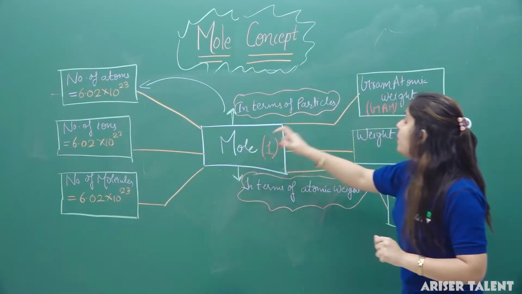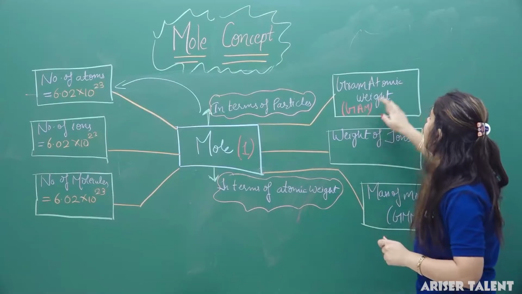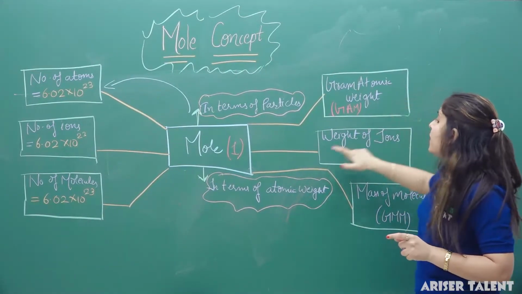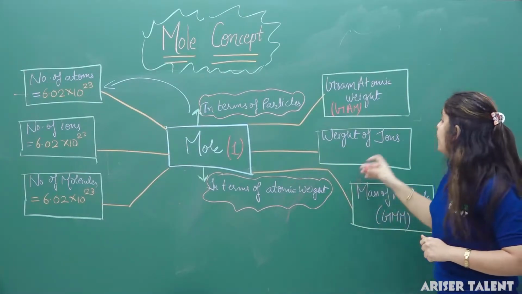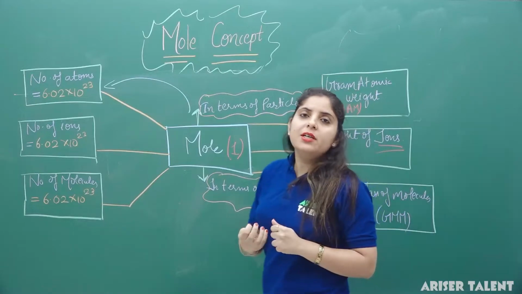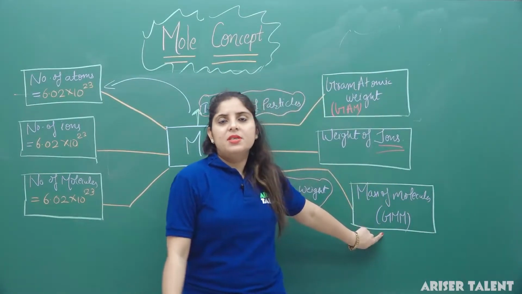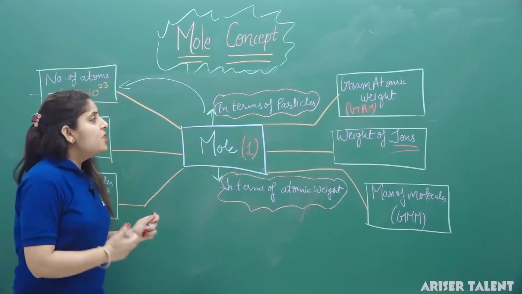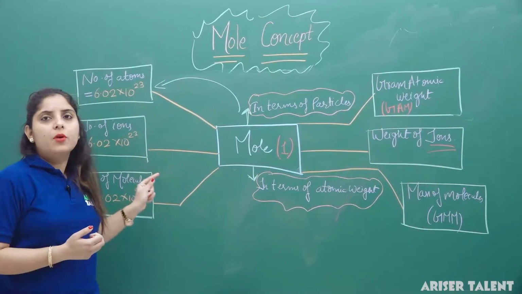Now, mole will be defined in terms of weight. If we are considering atoms, it will be equal to GAM. If we are considering ions, it will be equal to the weight of the ions, and if we talk about molecules, it will be equal to the GMM of a substance. So, this is the whole picture about the mole concept, which is used to solve the numerical problems.